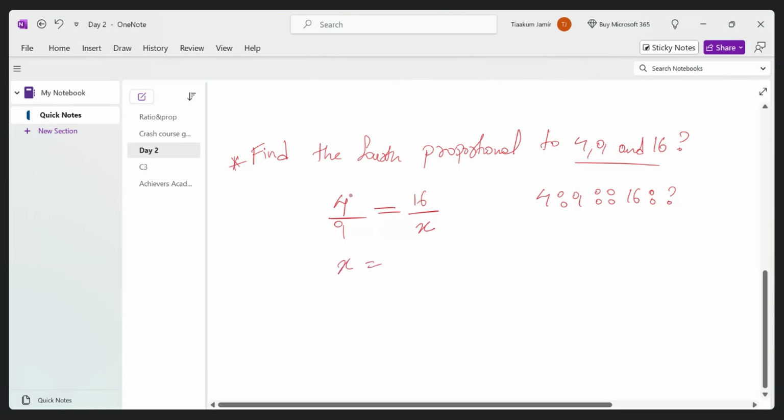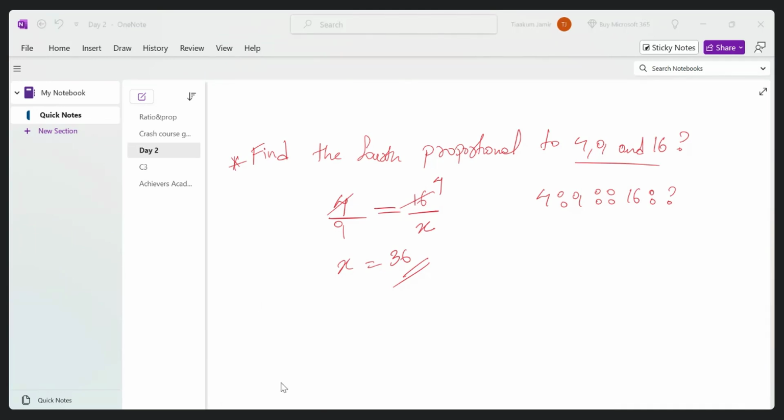We can cut from here also. 4 ones are 4, 4 times. Now 9 times 4 will give us what? 36. Then the answer will be 36. Did you get that one?